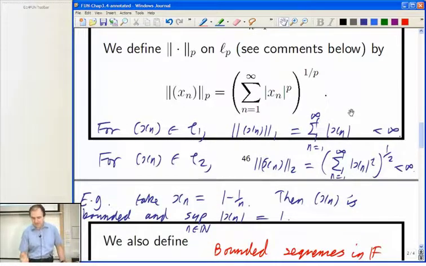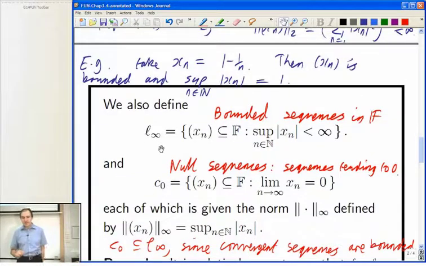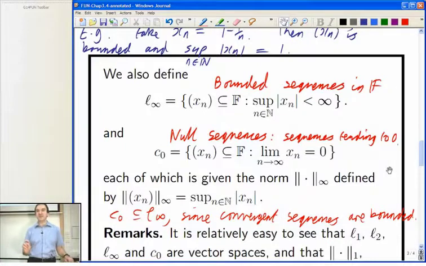So little L1, the sum of the moduli is finite, and that's your norm. L2, your norm, you have to take the square root of the sum of the squares, and that's a Hilbert space norm. Then we moved on to little L infinity, which is the bounded sequences. And C0, which is going to turn out to be a closed subspace of L infinity consisting of the null sequences, those sequences in your scalar field which tend to 0. Convergent sequences are bounded, so that definitely is a subset of L infinity.